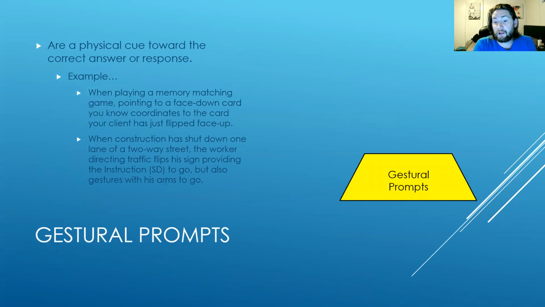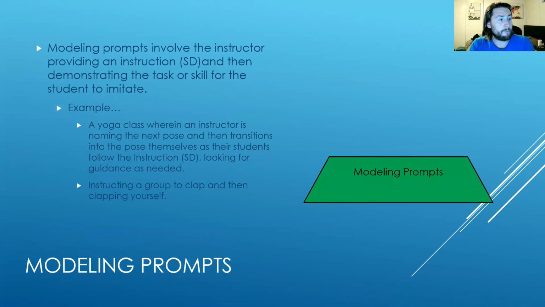Next are going to be gestural prompts. These are provided by pointing to, nodding, or otherwise providing a physical cue as the correct answer. This could include gesturing to stimuli or material related to programming or miscellaneous cues in a natural environment. When construction has shut down one lane of a two-way street, the worker directing traffic will flip his sign providing the instruction to go, but will also provide the gesture with his arm to go. This movement is an example of a gestural prompt.